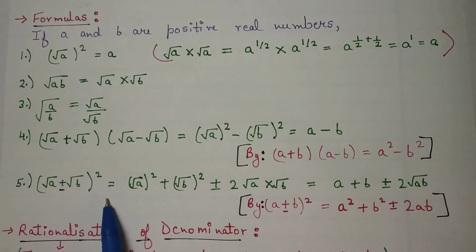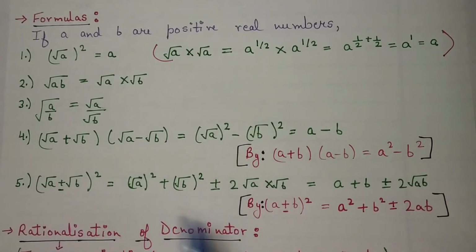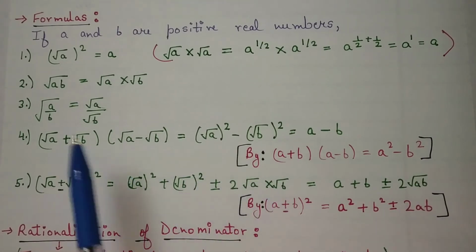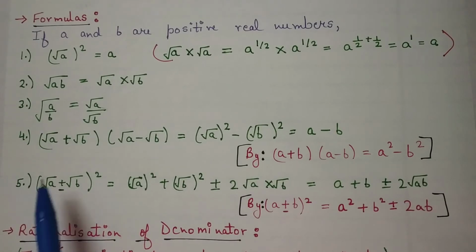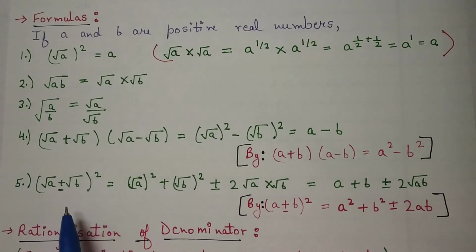Similarly, next, if I add (a plus b) square or (a minus b) square, I have written it collectively: a square plus b square plus or minus 2ab comes in the answer. So here also, (root a plus root b) whole square is equal to root a square plus root b square plus 2 root a multiplied by root b, which can be written as root ab, right? This can be taken as minus also and plus also, whatever will be given in the question.